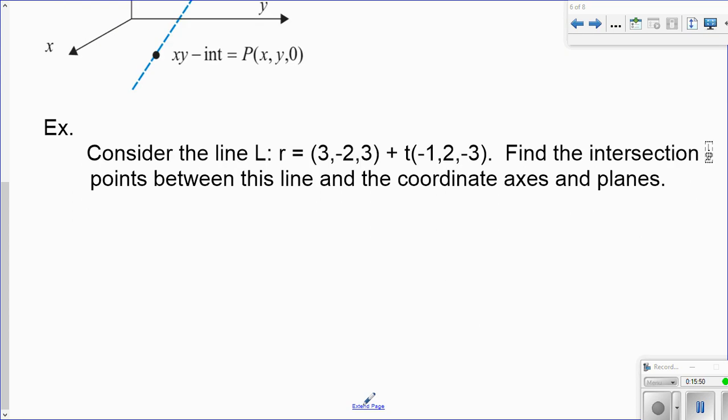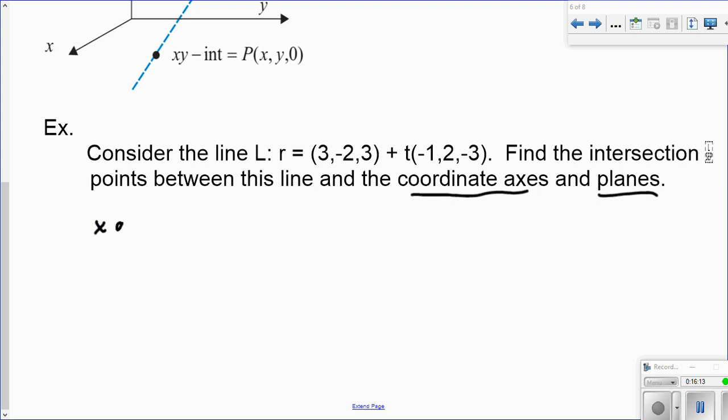And we've got a pretty good example here. Consider the line (3, -2, 3) plus t times (-1, 2, -3). Find the intersection points between this line and the coordinate axes and the planes. So each of the coordinate axes and each of the planes. Let's do the coordinate axes first.